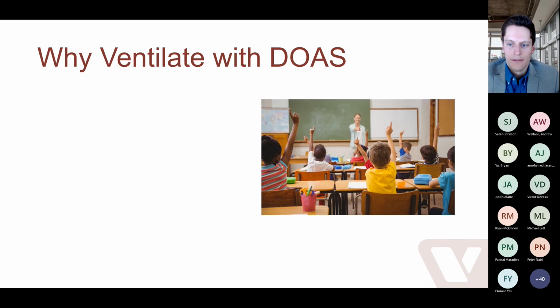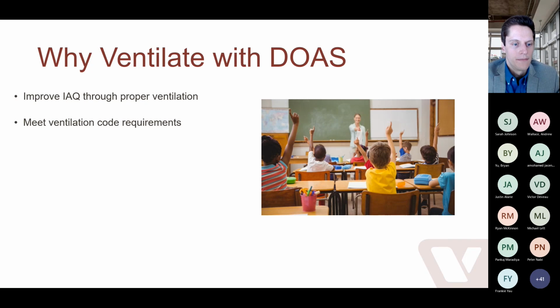So why ventilate with a DOAS unit? Why not just use a package rooftop? Well, there's a lot of reasons. Using a unit that's specifically designed to handle that outside air, you're going to have much better indoor air quality because bringing in more outside air leads to better air quality, right? You're replacing the dirty air, you're exhausting that, and you're bringing in fresh outside air. So a DOAS unit brings in fresh outside air, which allows you to meet those ventilation code requirements, right? A lot of buildings, depending on occupancy, will have requirements for the amount of outside air that you need to bring into that space. So it's a requirement.